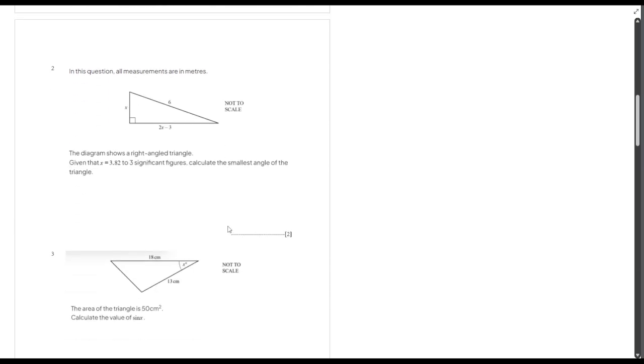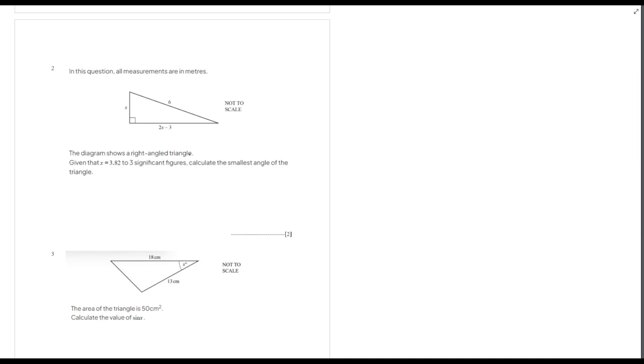Now the second question: in this question all the measurements are in meters. The diagram shows a right angle triangle. Given that x is 3.82 up to 3 significant figures, calculate the smallest angle of the triangle. Now there is a concept that the angle which is opposite to the smallest side is smallest, right? So I need to figure out which is the smallest side here. I have been given x and 2x minus 3.